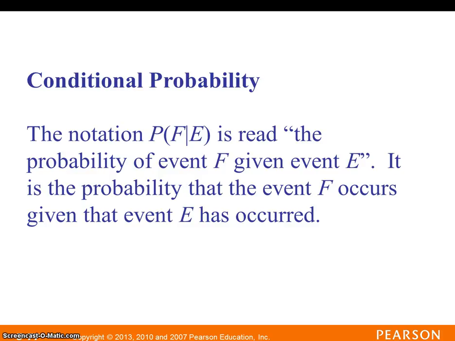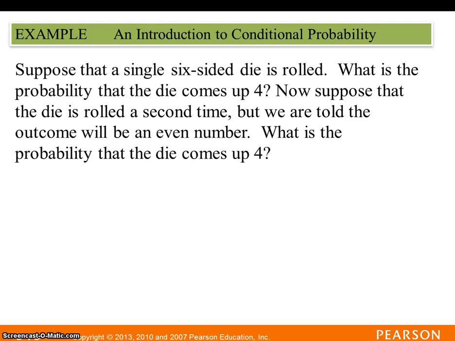The notation P of F given E is read as the probability that event F happens given that event E has already occurred. Suppose that a single six-sided die is rolled. What is the probability that the die comes up a 4? Now suppose that the die is rolled a second time, but we're told that the outcome will be an even number. What is the probability that the die comes up a 4?